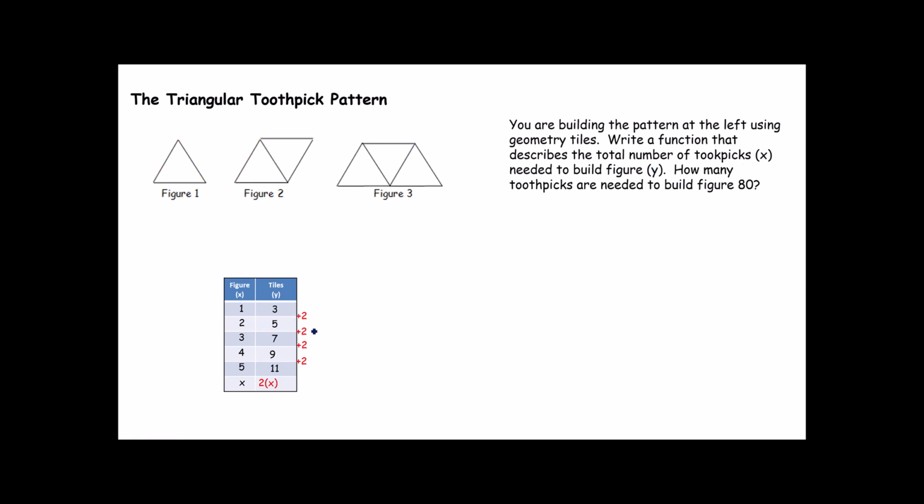So, if we know all of these are wrong, we're adding 2 every time. This is 1, 2, which is not a 3. This is 2 2s, which is not a 5.